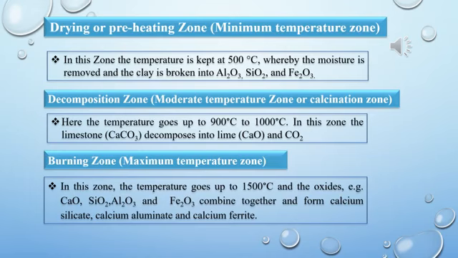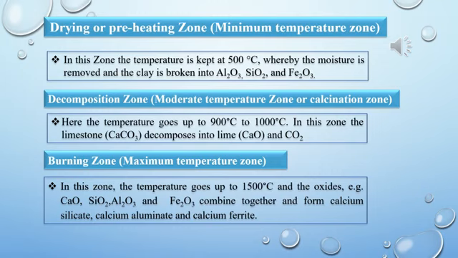Students, in the last zone, he explained that the temperature goes up to 1500 degrees centigrade and the oxides like calcium oxide, silicon dioxide, iron oxide and aluminum oxide, which we have prepared in the previous two zones, will combine together and form calcium silicate, calcium aluminate and calcium ferrite. And the temperature in this zone is 1500 degrees centigrade.